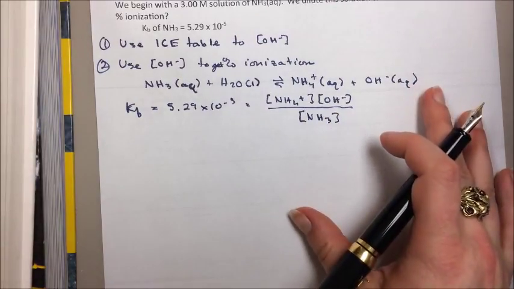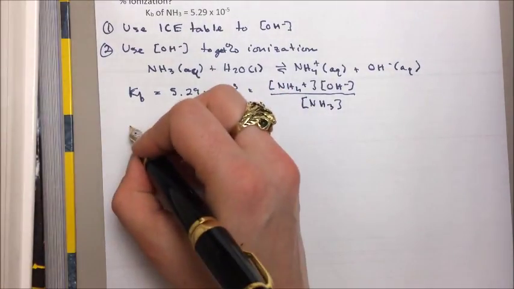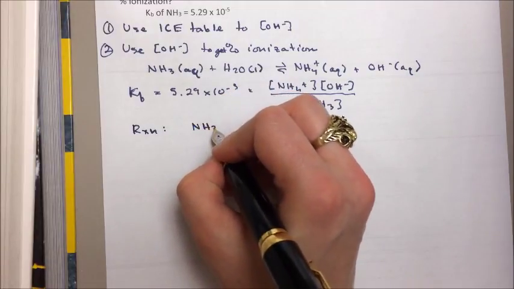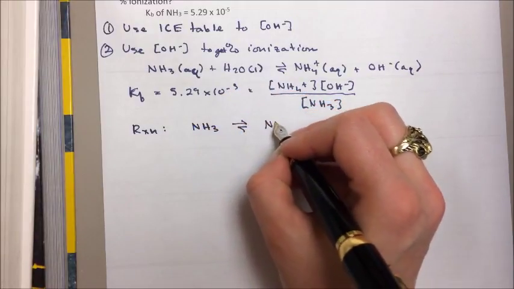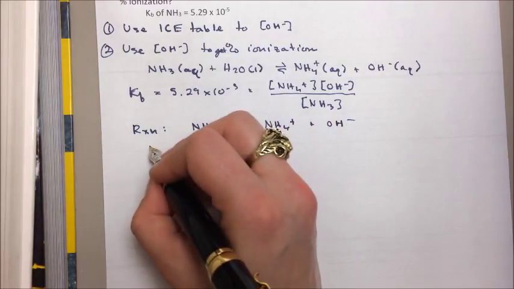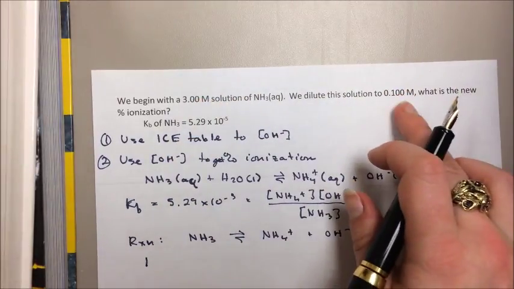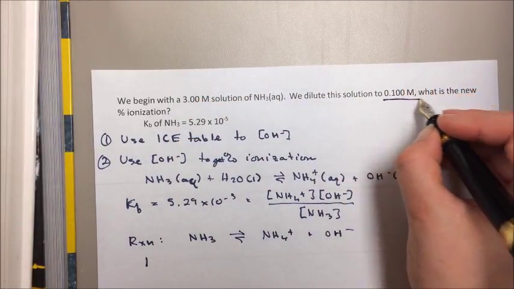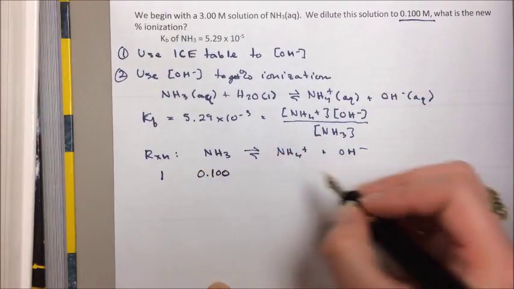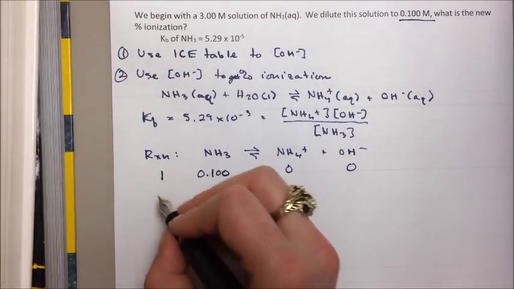Now that we have these, we can write out our ice table and crunch our numbers. So we're going to start with the reaction in question. Ammonia reversibly becoming ammonium and hydroxide. Our initial condition: we've diluted to 0.1 molar. This is our new initial concentration, 0.100 molar, and there's no ammonium or hydroxide initially.